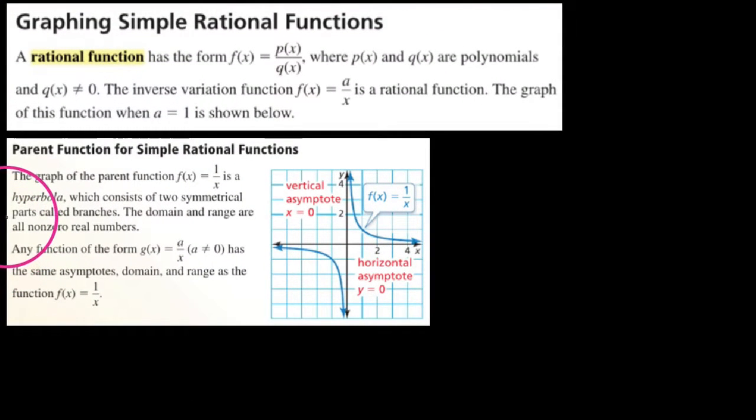Okay, YouTube, in this video we're going to introduce the concept of graphing rational functions, and specifically just starting off with simple rational functions and then branching outward. And so let's go ahead and start by talking about what a rational function is.